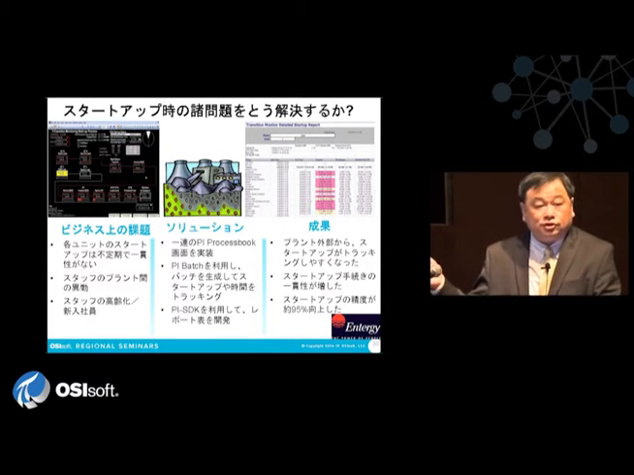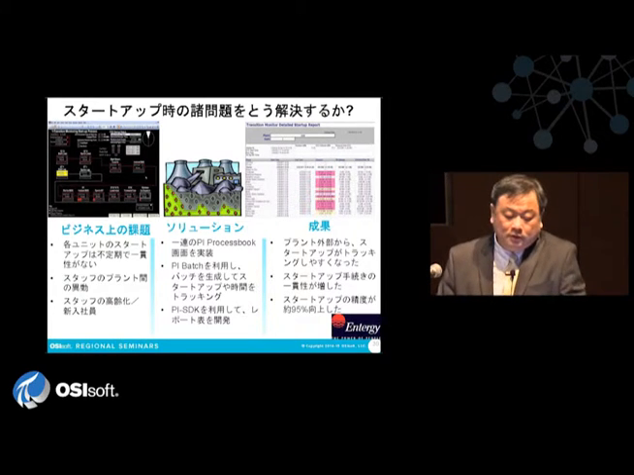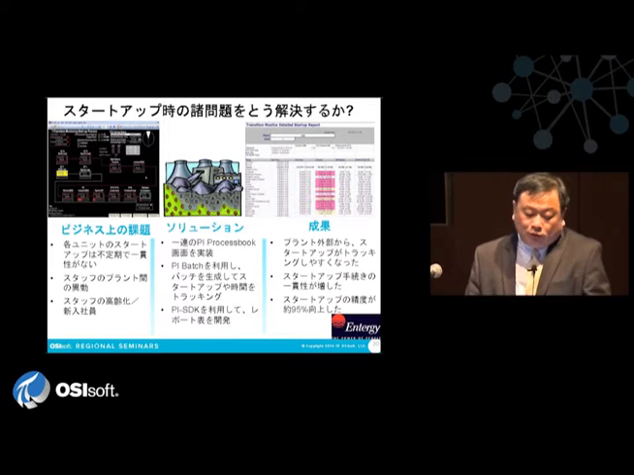And this is the Energy example. Energy wanted to go to the next level. They want to improve startup reliability and consistency by building up the process in PI. They systematically check and monitor startup.